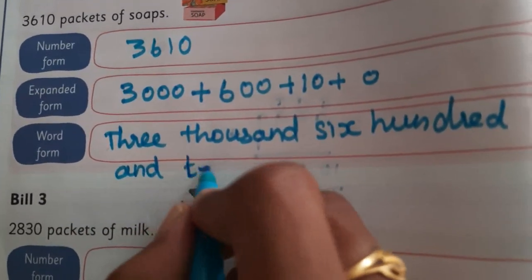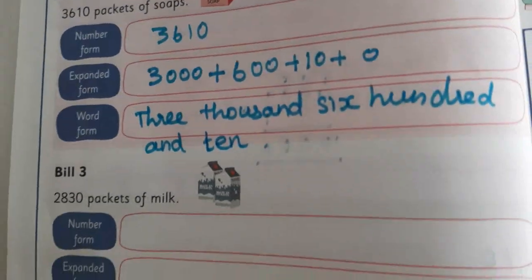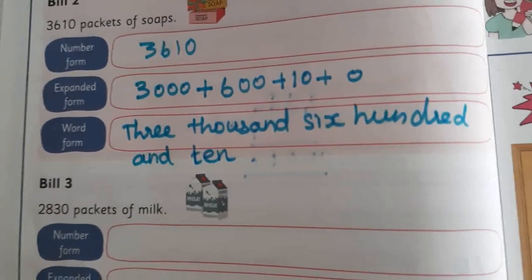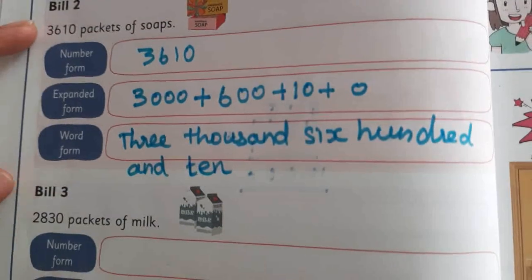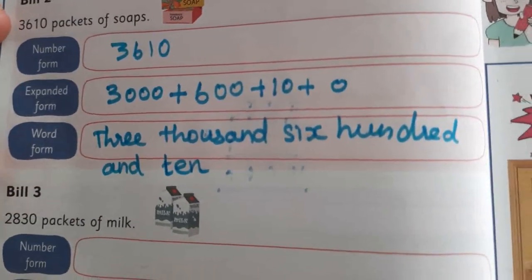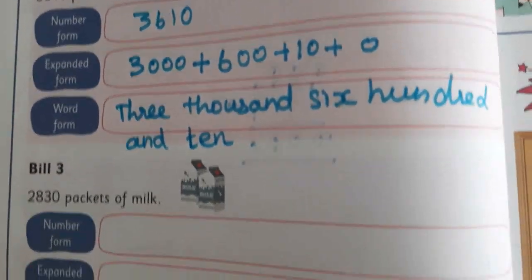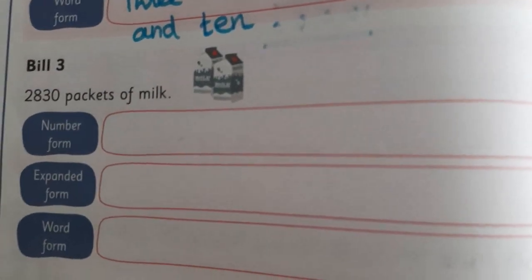3610. You have any doubt in the second question? Shall we move to the third one? Yes. So the third one is given a 4-digit number. What is the 4-digit number?